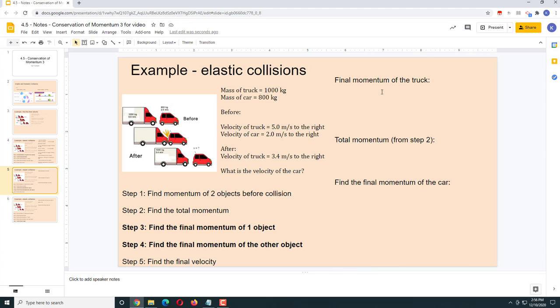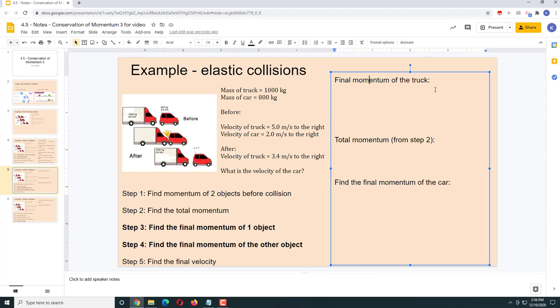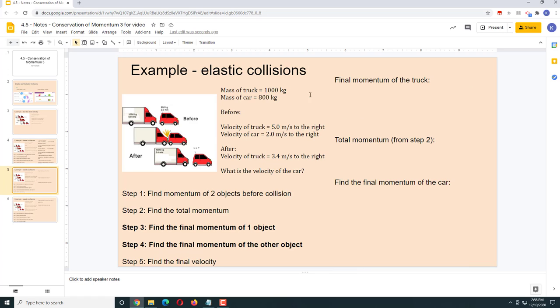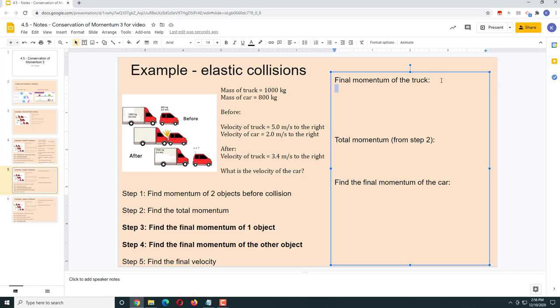Next, we know the total momentum. What's the final momentum of the truck? We know it's going at 3.4 meters per second to the right. So the mass is 1,000 kilograms. The velocity is 3.4 meters per second. So the momentum is going to be 1,000 kilograms times 3.4 meters per second to the right, which gives us 3,400 kilograms meters per second to the right.